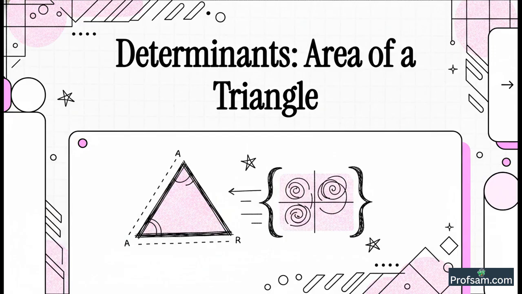Today, we are unlocking a seriously cool math hack, finding the area of a triangle using determinants. This is one of the most powerful tricks in the entire chapter, so let's jump right in.